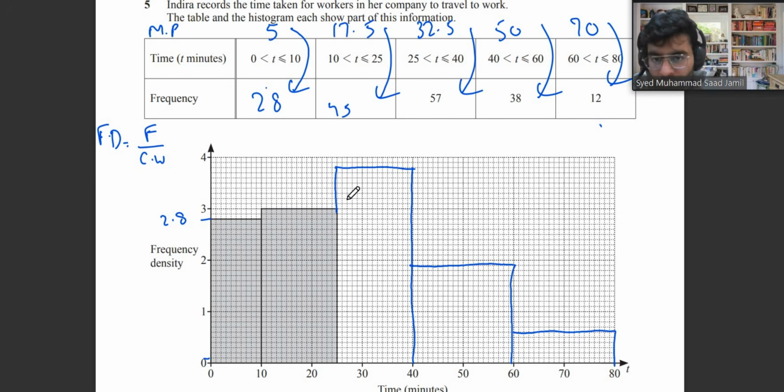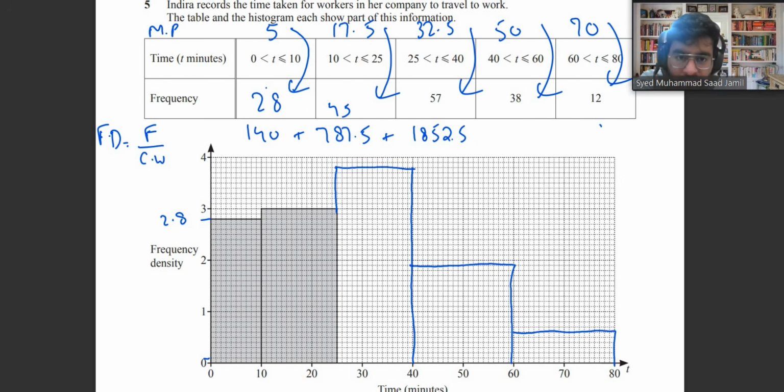So 5 multiplied by 28, let me do the working, it's 140. Alright, then we have 17.5 multiplied by 45, that's 787.5. Then 32.5 multiplied by 57, that's 1852.5, plus 50 multiplied by 38, that's 1900, plus 70 multiplied by 12, that's 840.